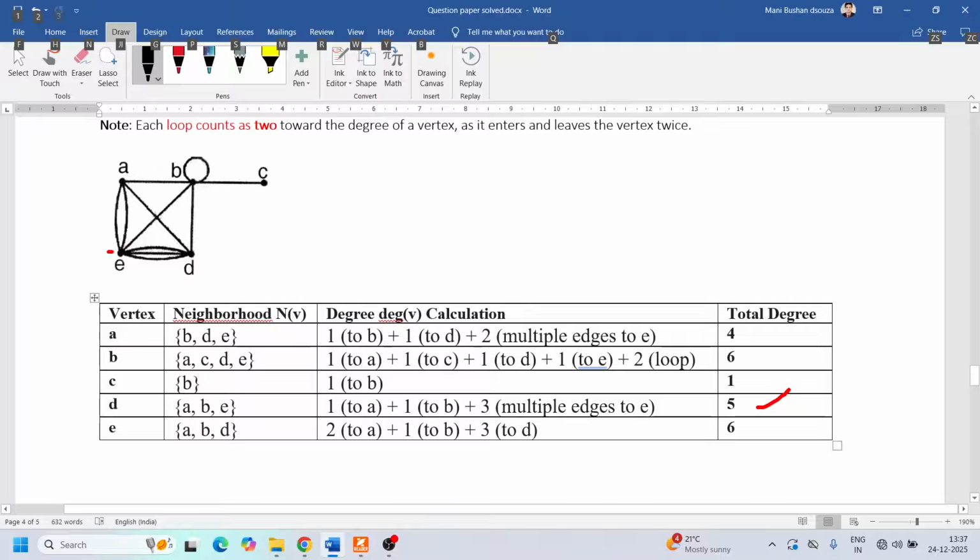What about the next one, E? So E is connected to A, connected to B, connected to D. So neighborhood is A, B, D. For E to A, there are 2 edges, so you take 2. For E to B, there is only 1. For E to D, there are 3 edges, you take it as 3. So 2 plus 1, 3, 3 plus 3 happens to be 6. So this is the degree of that.